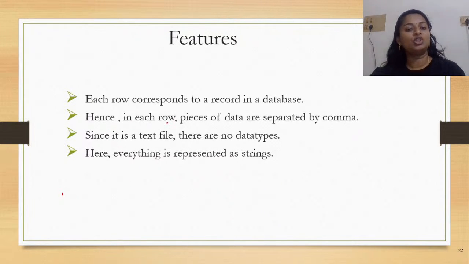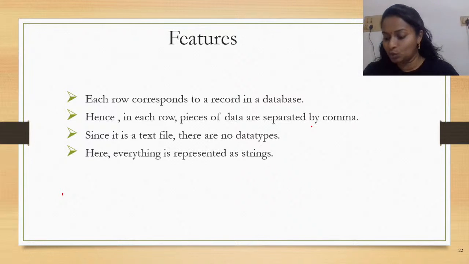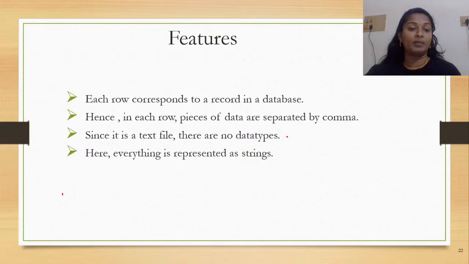So hence in each row the pieces of data are separated by comma. Now, as I told you, it is not mandatory that you always use comma. You can even change the separator character. Since it is a text file, there are no data types, as we had already seen in the definition. Even if you are using numbers or text, everything would be treated blindly as plain text. So it will be treated like a string, isn't it? So everything is represented as strings. So these are the main features.